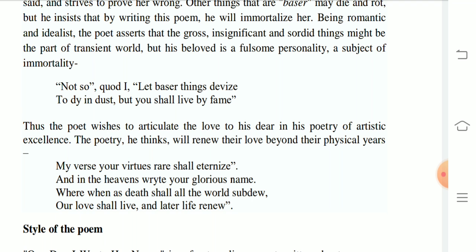"My verse your virtues rare shall eternize, and in the heavens write your glorious name, where whenas death shall all the world subdue, our love shall live and later life renew." This is how he is going to immortalize her, not only her, his beloved, but also their love. All things in this transient world are going to die, rot, decay. But through his poem, he is going to immortalize his beloved and their love.